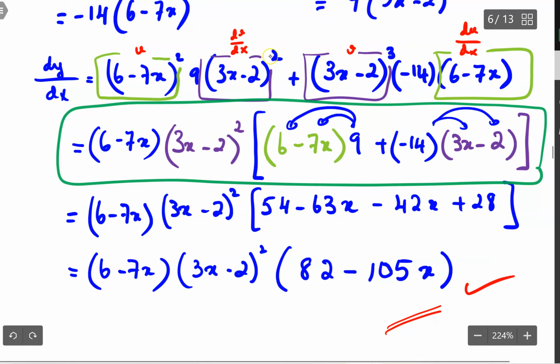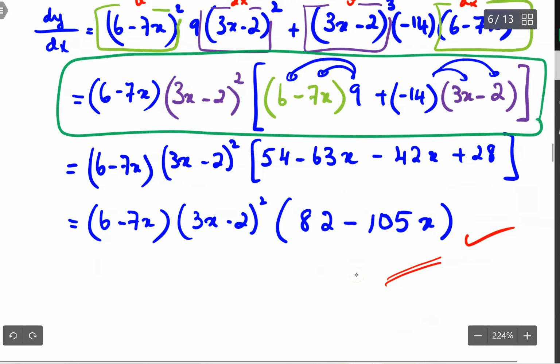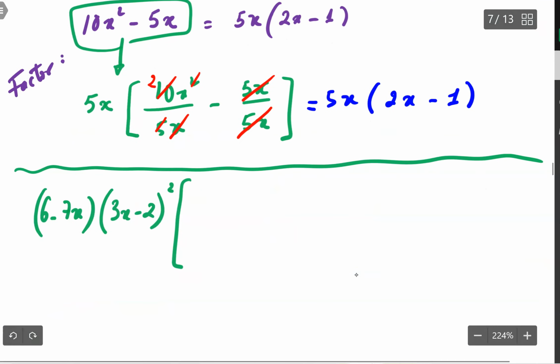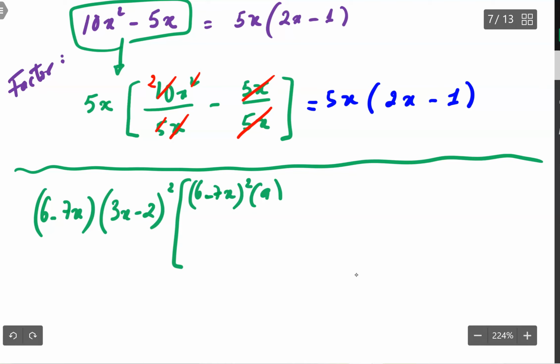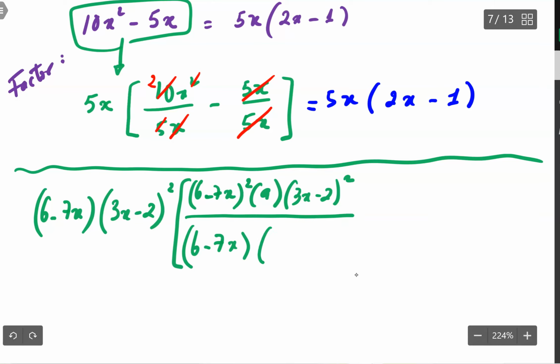The one with the lower exponent is 3x minus 2. Okay, so then what do I have originally inside the brackets? I have 6 minus 7x squared times 9 times 3x minus 2 squared. Okay, so the concept behind common factor is that I need to divide my common factor into each term. So that's what I did. I divide into each term here.